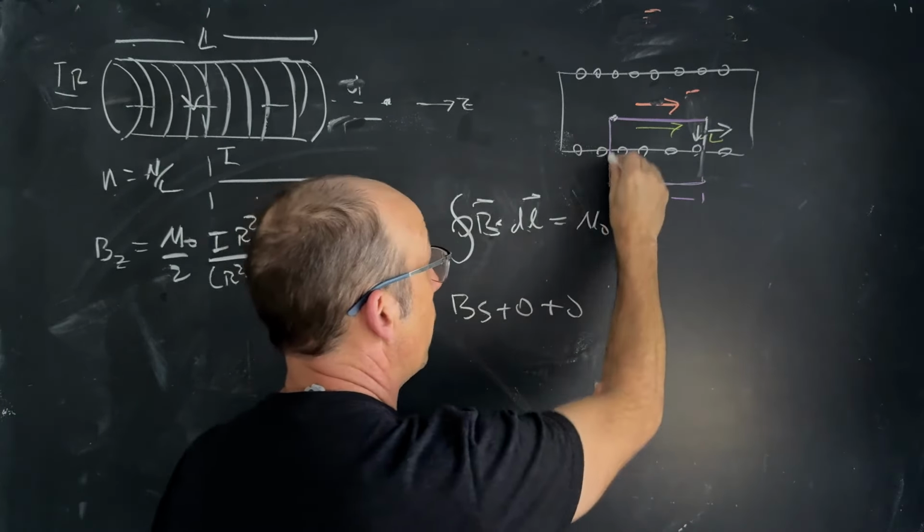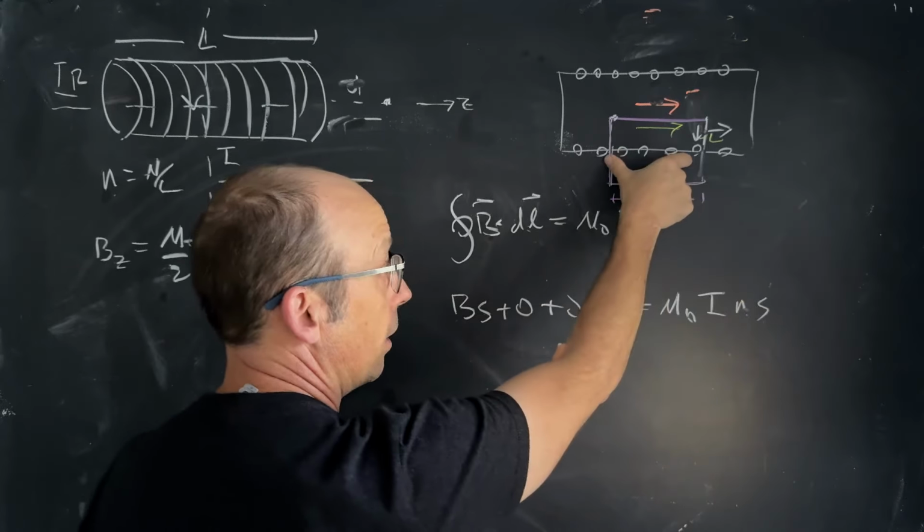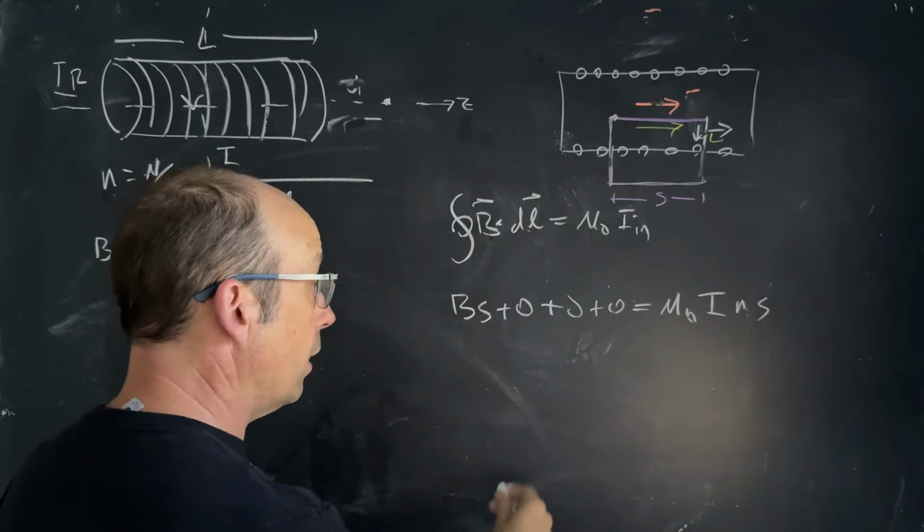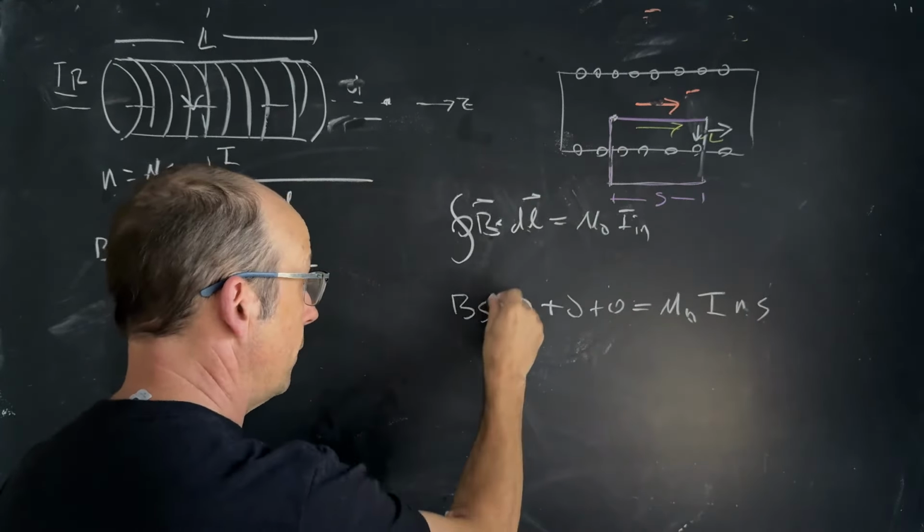That's going to be equal to mu naught times I enclosed. So how much current passes through there? Well, if I know there are lowercase n turns per length, then I can get the total current as I times n times S. nS tells me how many turns are in my path, and I is the total current. Oh, look at that. S cancels. So I get B equals mu naught n I. Or you could write that as mu naught N over L times I.